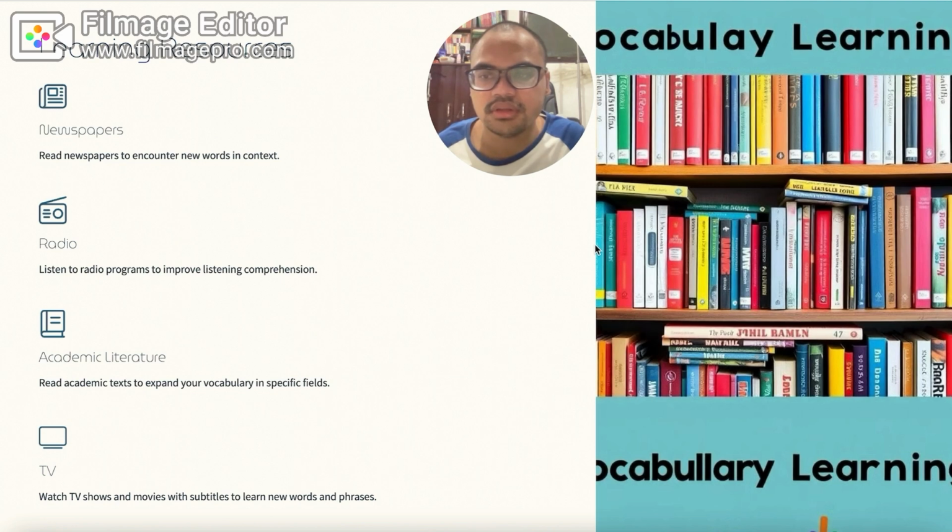There are now digital news apps where you can specifically read news in English. You can go and try to find them, or you can make your phone or tablet or laptop or computer auto translate all the news into English, whichever way you fancy. Next, radio. Listen to radio programs to improve listening comprehension. Online podcasts, audio dramas, and audio novels are also valid choices.